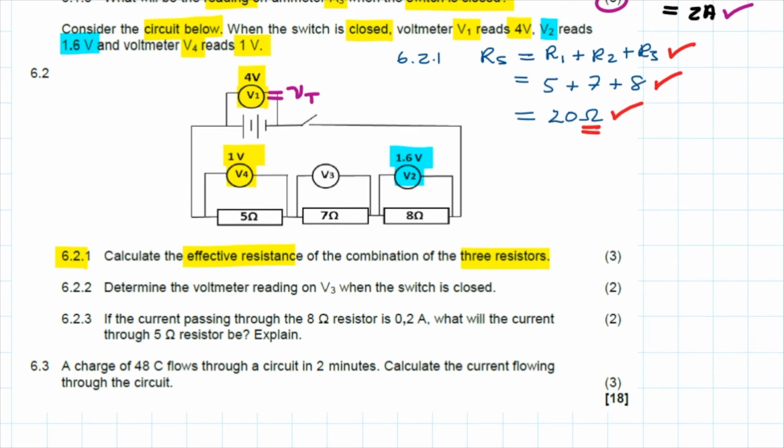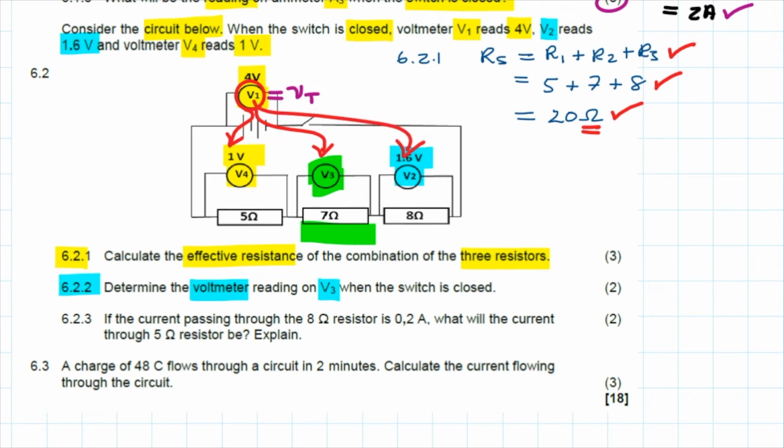On to 6.2.2, it says determine the voltmeter reading on V3, where V3 is this voltmeter connected across the 7 ohm resistor at the center. We remember that this is a series circuit. In my previous videos, I said that this is the mother, the mom, who is splitting up the food or dividing the food between her 3 children. Okay, so some will go here, and lastly, some will go over there.